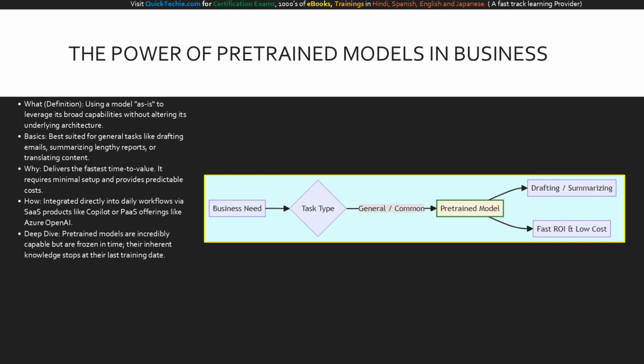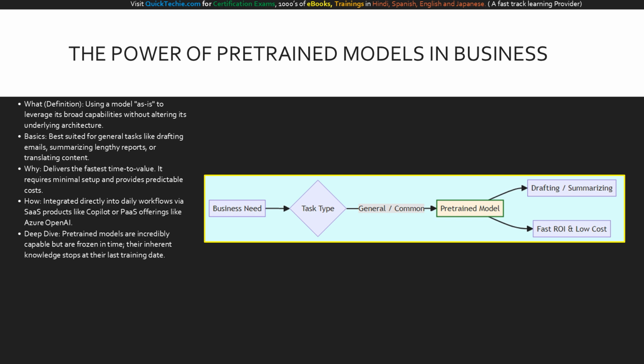However, there is a crucial deep dive concept you must understand. Pre-trained models are frozen in time. Their knowledge base is vast, but it stops on the exact day their training concluded. They do not automatically know your company's proprietary data, internal HR policies, or live inventory levels unless you explicitly provide that context. This simple but powerful flowchart illustrates the decision-making process for immediate AI adoption.